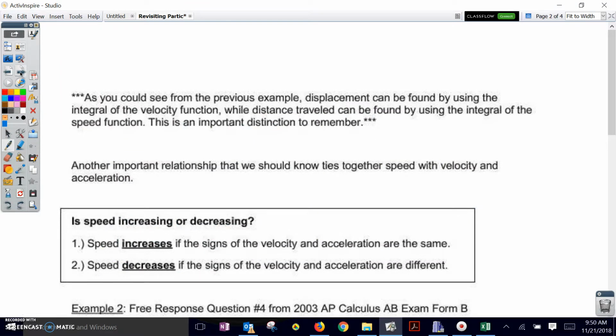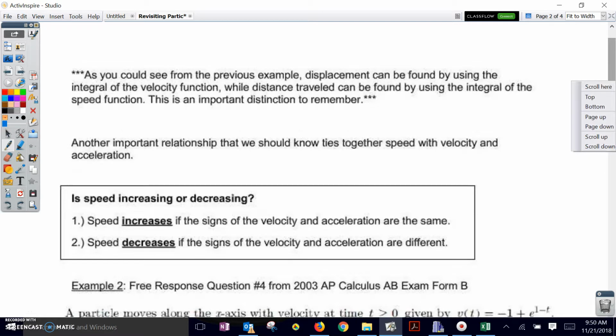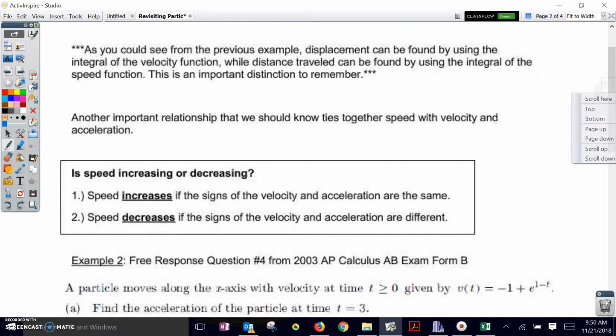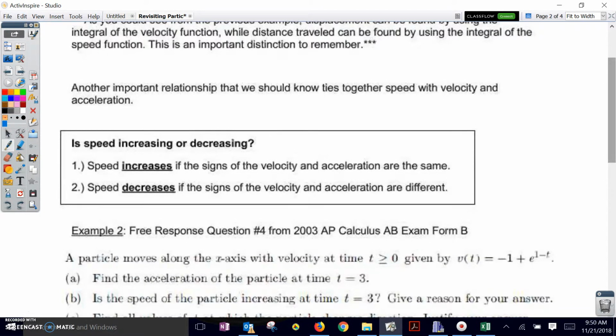Let's go on to example 2. In the box here you see something that I've found has been pretty important on recent AP exams. They talk to you frequently about when speed is increasing or decreasing. Speed is always increasing when the signs of the velocity and the acceleration are the same. If we have positive velocity with positive acceleration, that means speed is increasing. If we have negative velocity with negative acceleration, that means speed is increasing.